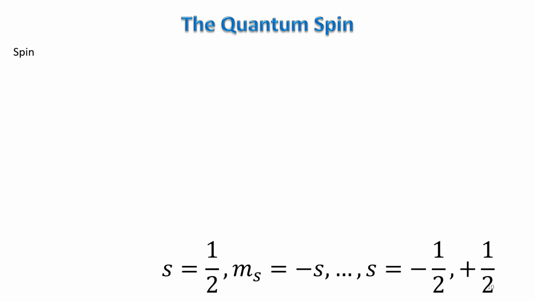So here we have a spin half particle, and the quantum spin number m suffix s runs from minus s to plus s. So it runs from minus 1/2 to plus 1/2.